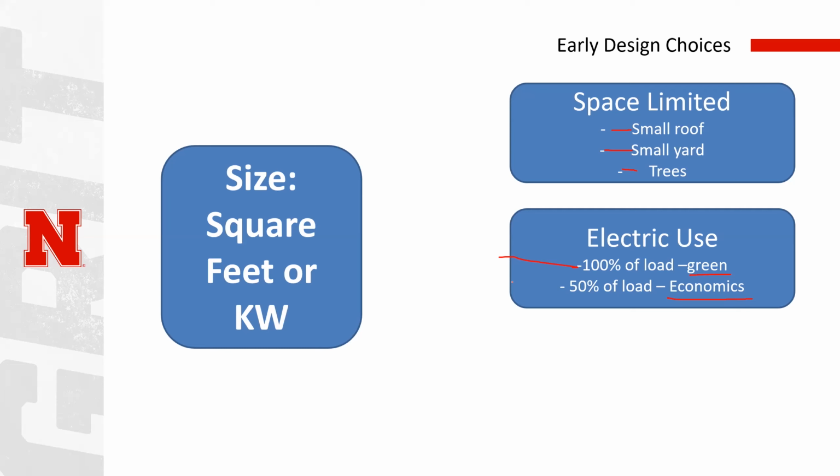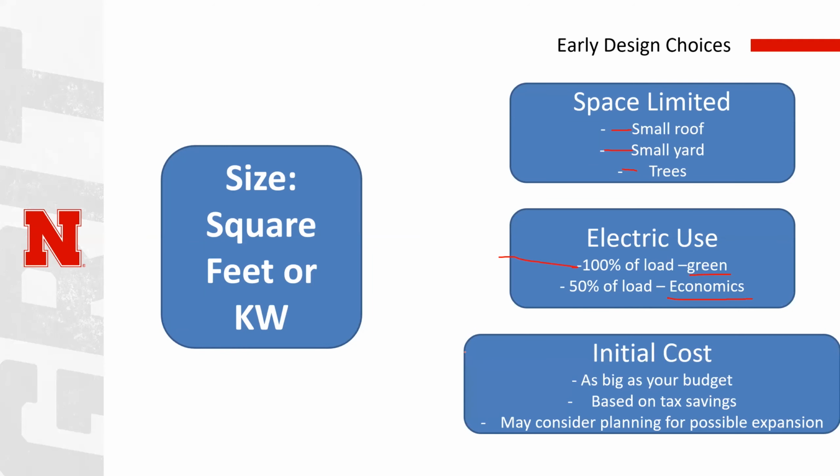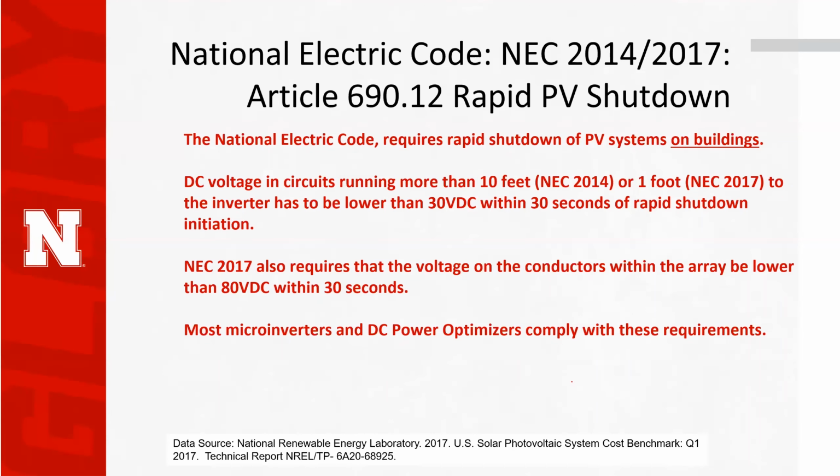People want to say, well, how much does a system cost? Well, how big is it? Is it 5 kW or is it 10 kW? Now, we're very different in prices. And then finally, initial cost. How much are you ready to spend when this decision comes? The system could be as big as your budget. You could plan for expansion in the future, or you simply size it as big as you have for an investment at that time. So some of those things.